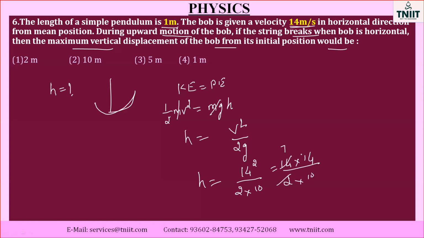So 2 1s are 2, 2 7s are 14, so 14 by 10. So you can tell 2 7s are 14, 2 5s are 10, so 49 divided by 5. It is approximately close to 10 meter. So option D will be the right answer. If you put g equal to 9.8, you will get the exact answer. So which is the right option? 10 meter is the right option.